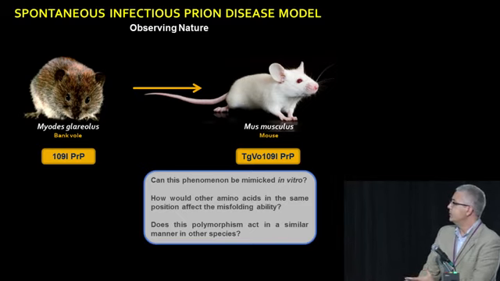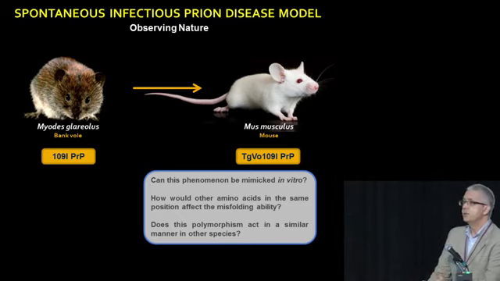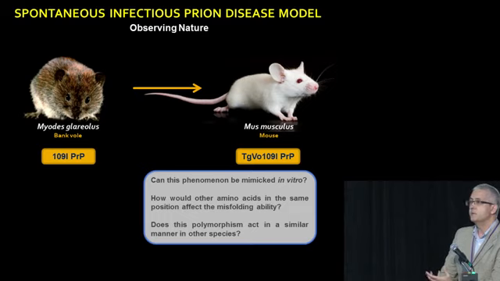Can this phenomenon, this spontaneous misfolding, be mimicked in vitro? How would other amino acids, for example, in the same position affect the misfolding ability? And also how can this position affect other species, especially focusing on humans?